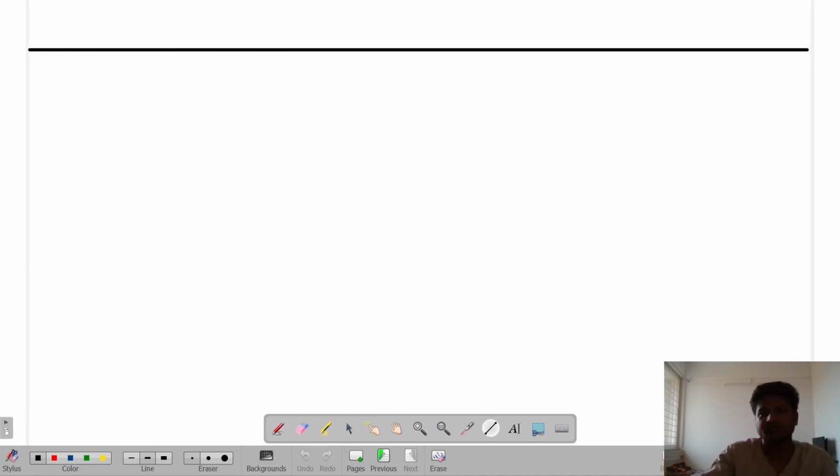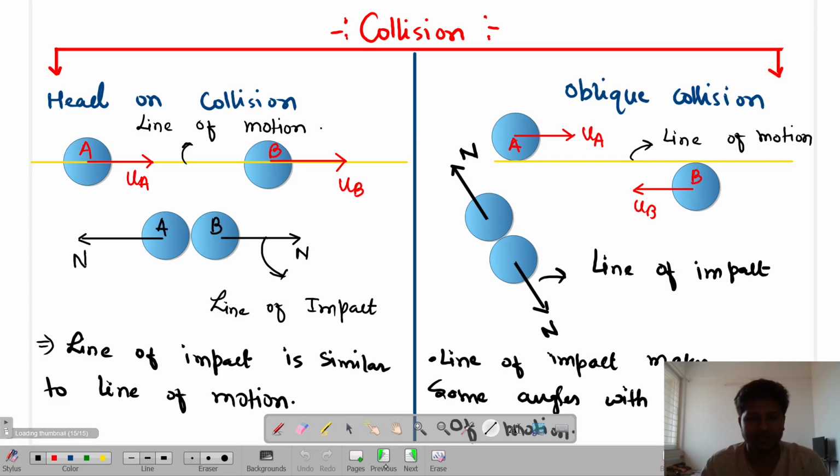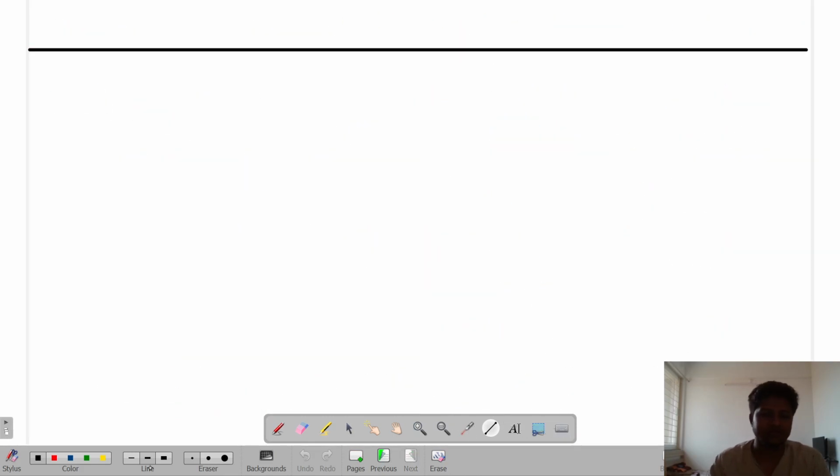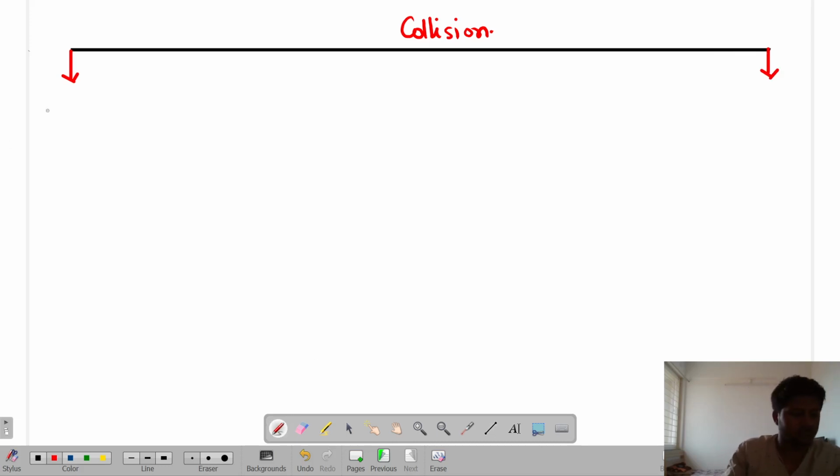Now this was according to their movement. Now the division of collision is on the basis of what? Coefficient of restitution. So now let us put collision, and we have three different kinds of collision. We will talk about the third one later on. The first one is called perfectly elastic.